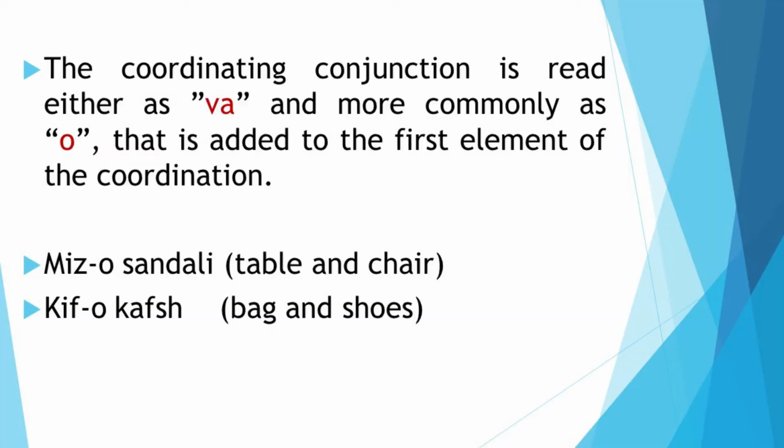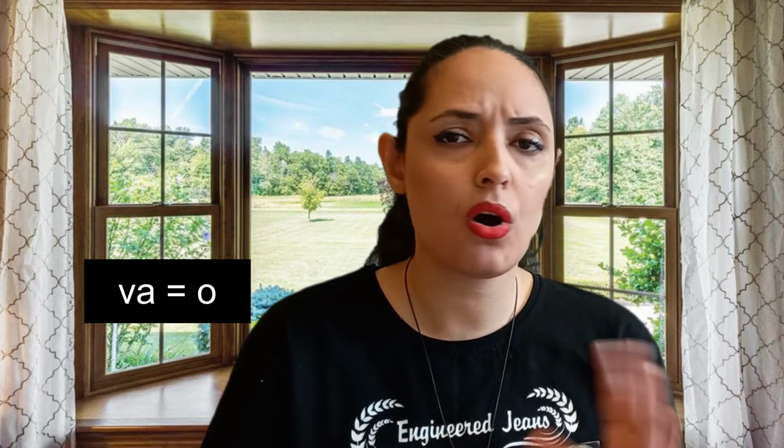Now, maybe a question is raised in your mind about the word va, which means and. I said this is o, not va. You say hashto bist, noho rob. Don't say hasht va bist. The coordinating conjunction is read either as va or, more commonly, as o, which is added to the first element of the coordination, like mizo sandali or kifo kafsh. So o and va are the same.